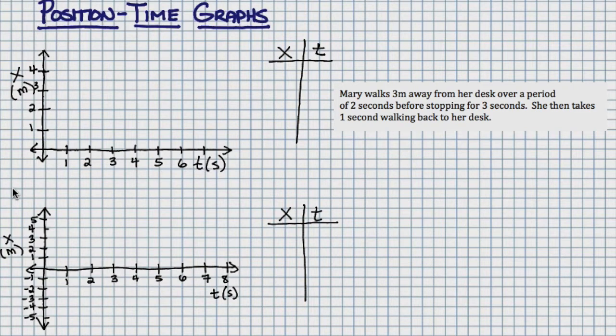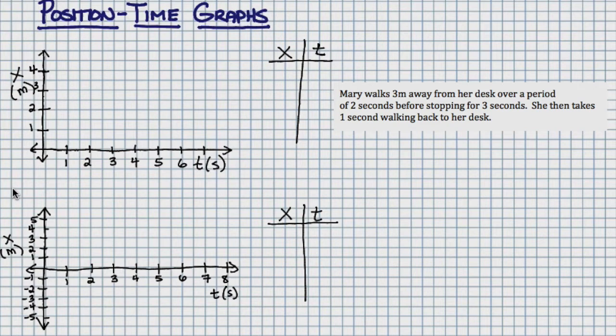Mary walked 3 meters away from her desk over a period of 2 seconds before stopping for 3 seconds. She then takes 1 second walking back to her desk. So what's important to realize here is to take a look at some of these variables. First we need to think, with Mary, what's happening here?